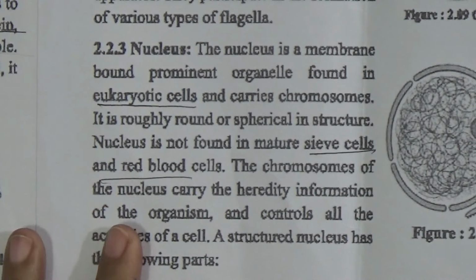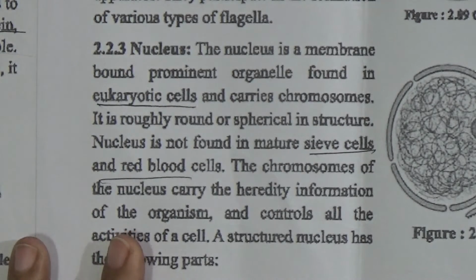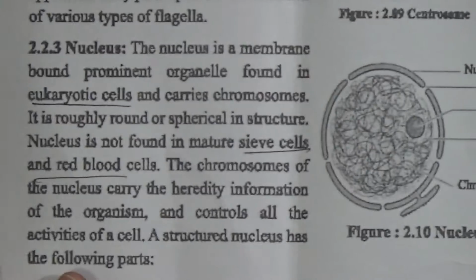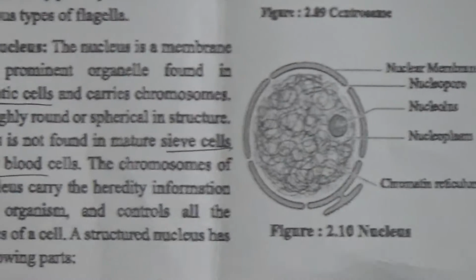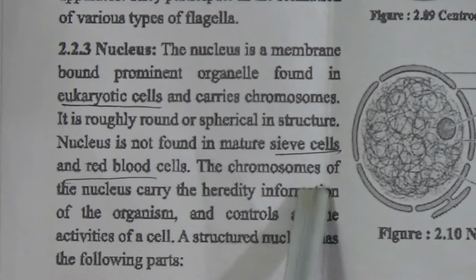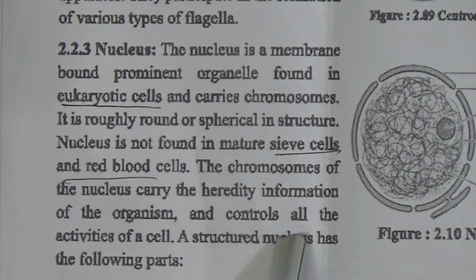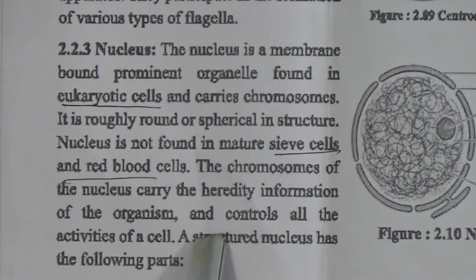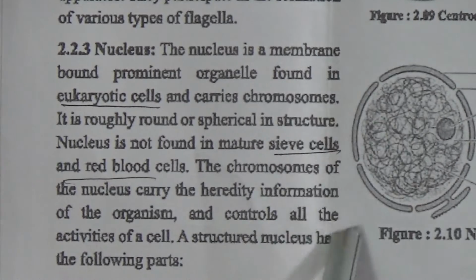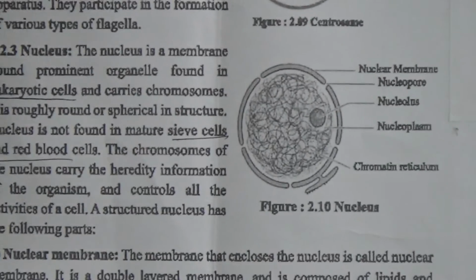Nucleus is found both in plant cells and animal cells, but nucleus is not found in the red blood cell and the sieve cell, which we find in the plant cell. The chromosomes of the nucleus carry the heredity information of the organism and control all the activities of a cell. A structured nucleus has the following parts. You can see the picture of the nucleus here.